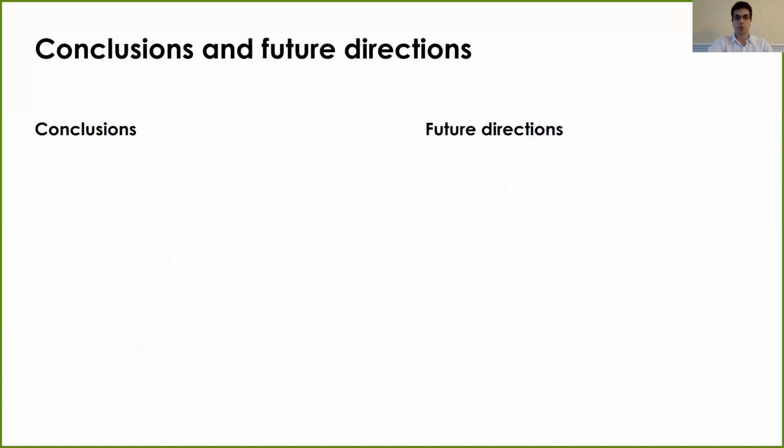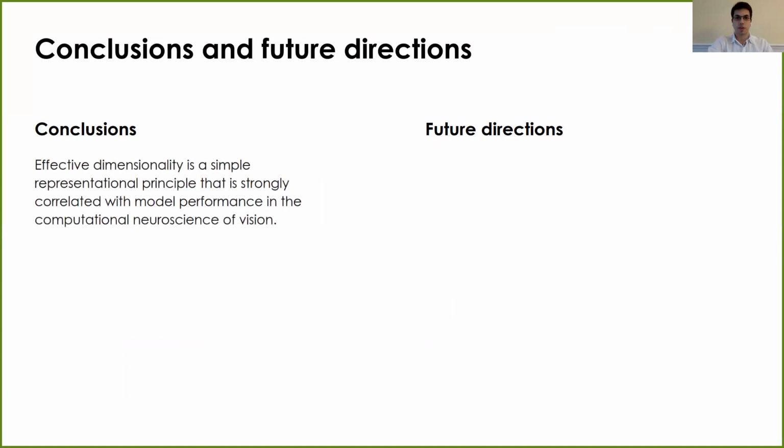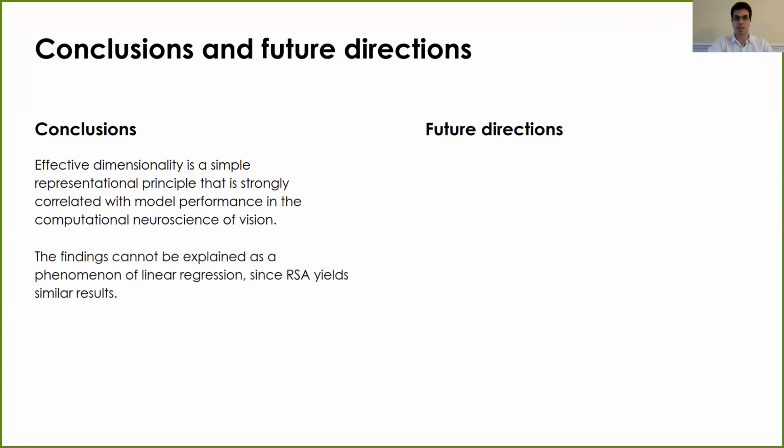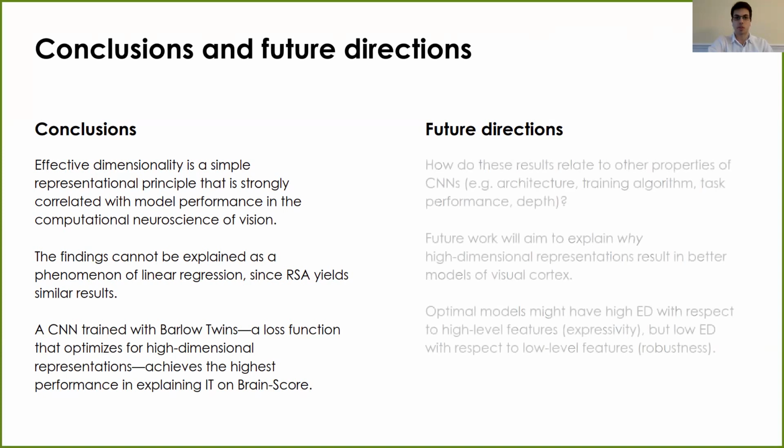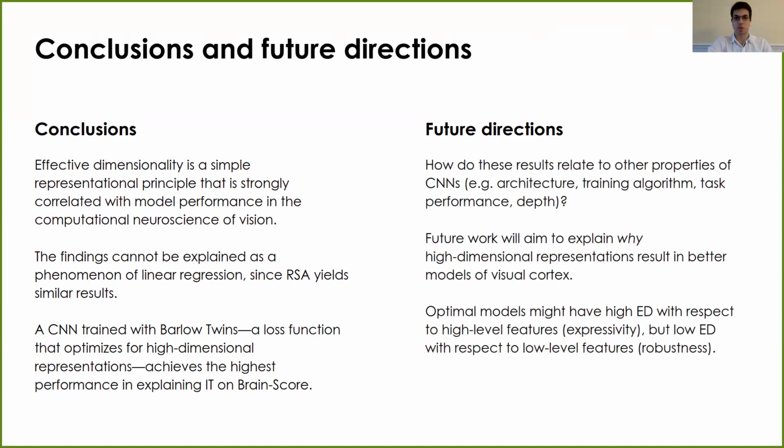What can we conclude from all of this? The first thing is that effective dimensionality is a simple representational property that strongly correlates with model performance. This also can't be dismissed as a statistical phenomenon of linear encoding models, since representational similarity analysis yields very similar results. And finally, if we optimize a model for high dimensionality, we actually achieve state-of-the-art encoding performance in explaining IT on BrainScore. Of course, this also suggests many directions for future research.